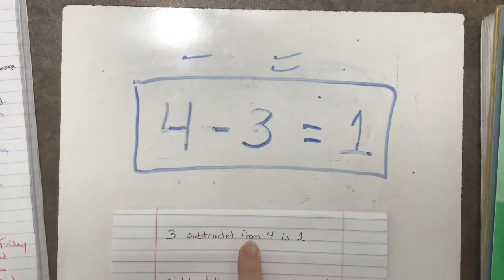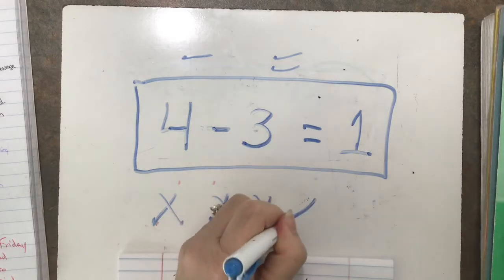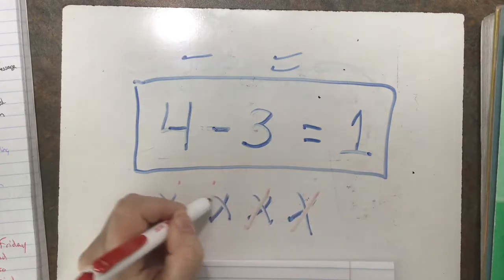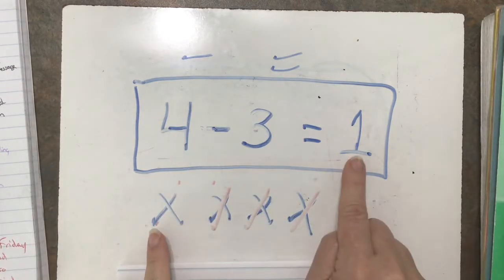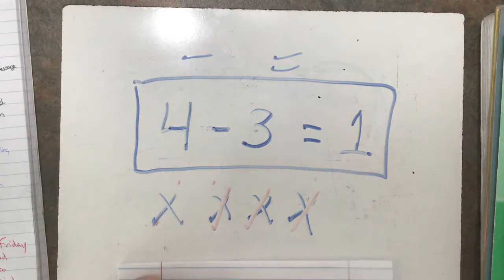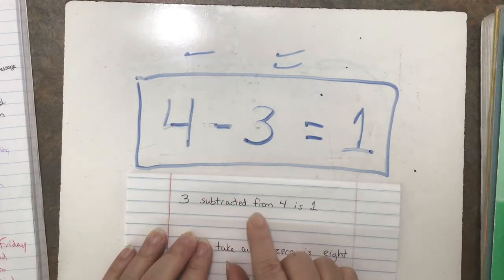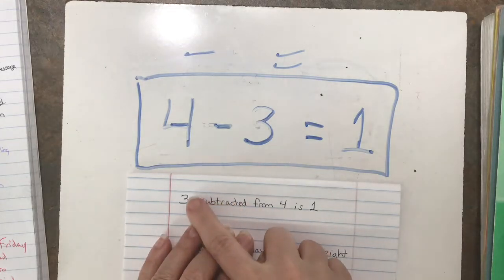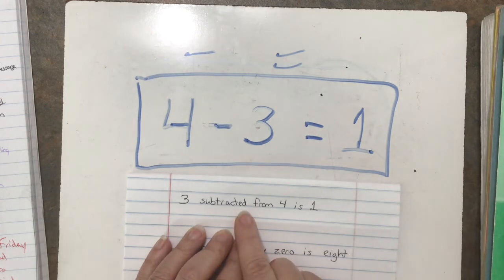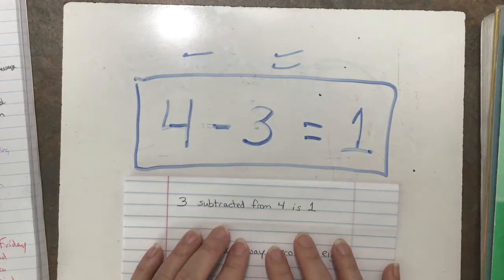Now let's see if we have the right math problem. If I have 4 of something and I take 3 of them away, is it the same thing as 1? Is it equal to 1? Yes, it is. So this is the math problem for this 3 subtracted from 4. We're taking the 3 away from the 4. Okay, be watching for that on IXL because it will try to trick you like that. So make sure you're paying attention to the wording.